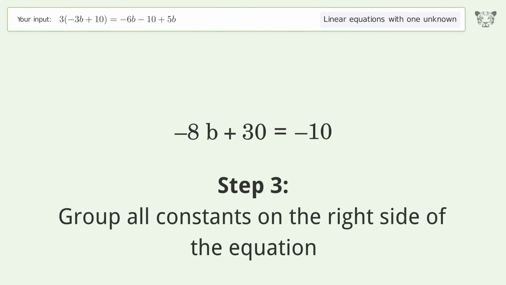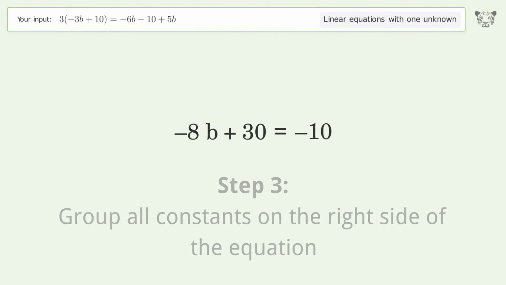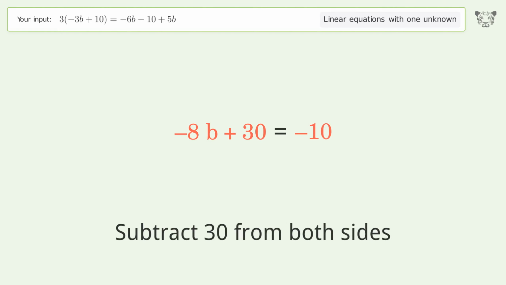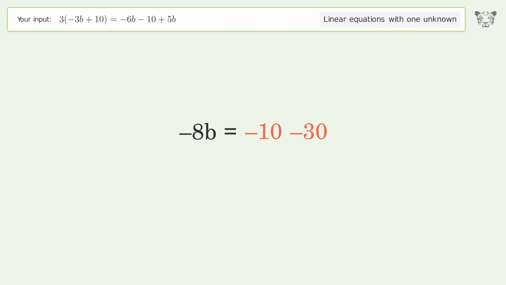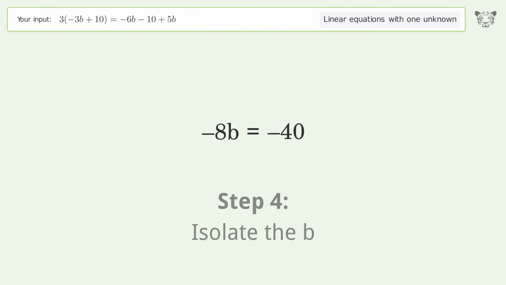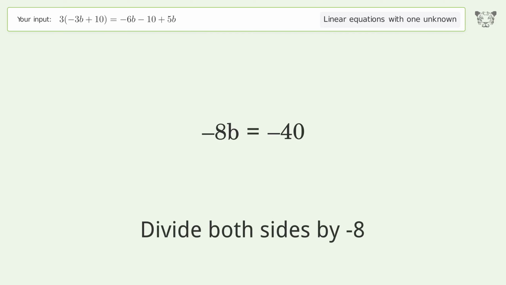Group all constants on the right side of the equation. Subtract 30 from both sides. Simplify the arithmetic. Isolate the b. Divide both sides by -8.